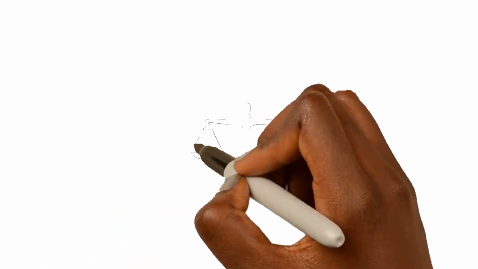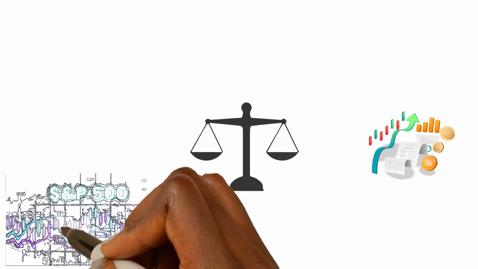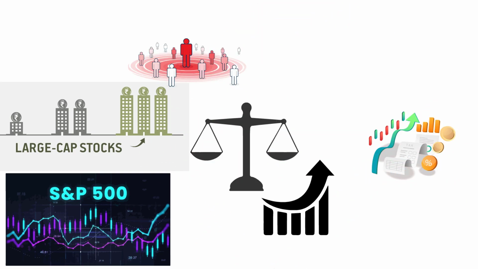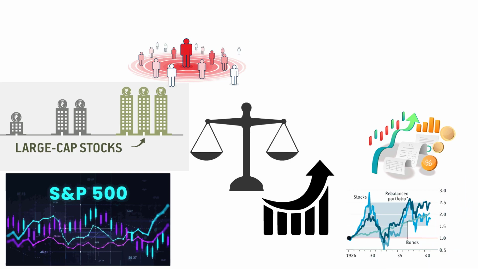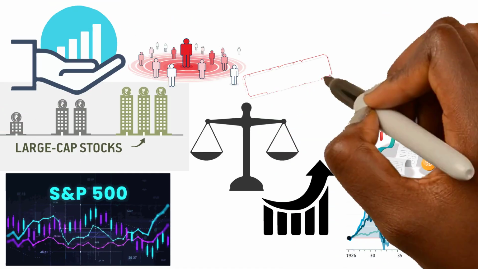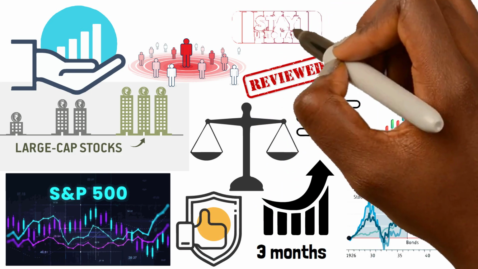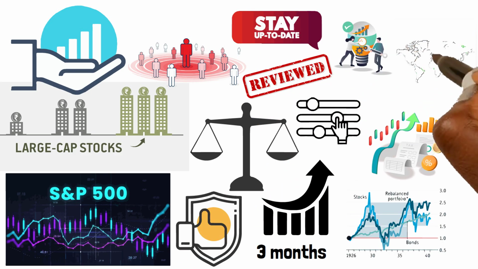Unlike some other indices that weigh stocks equally, the S&P 500 is weighted by market cap. This means that the larger the company, the more influence it has on the index's overall performance. The S&P 500 is also rebalanced quarterly, which means that the index's components are reviewed and adjusted every 3 months. This helps to ensure that the index stays up to date with the changing dynamics of the stock market.